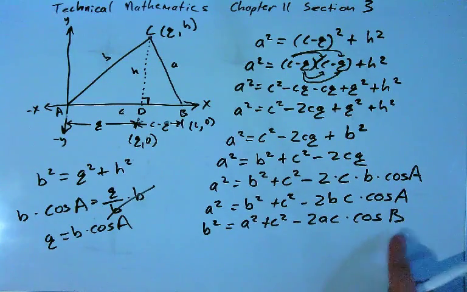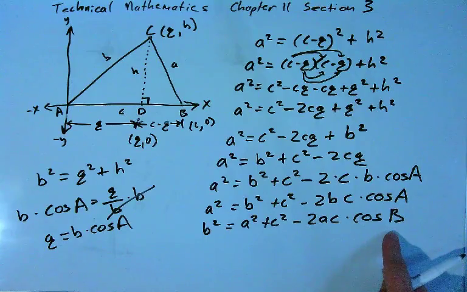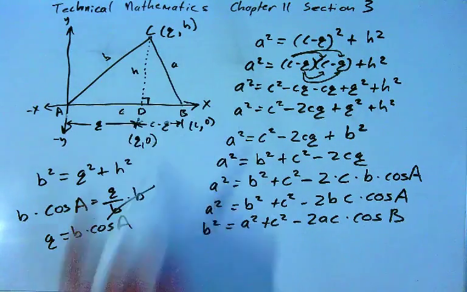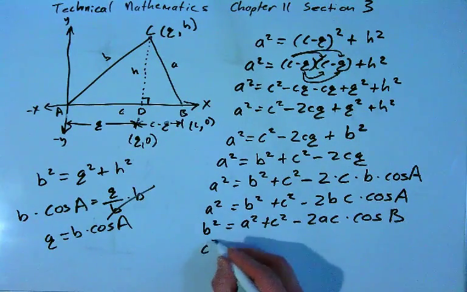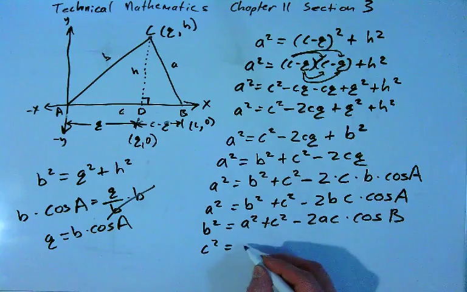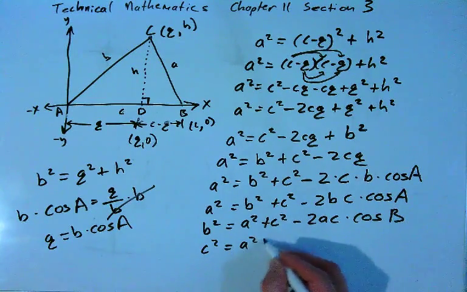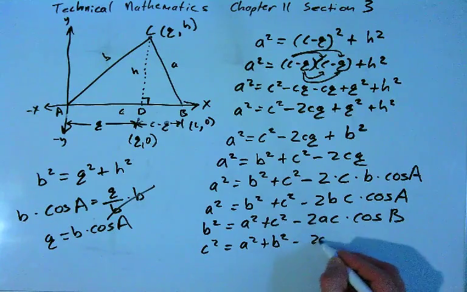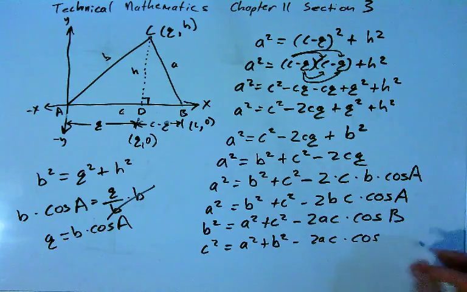This is another version of the law of cosines that I could have derived if I had drawn the height in a different location. I also could have gotten c squared equals a squared plus b squared minus 2ab times the cosine of c. And these are the three versions of the law of cosines that we're interested in.